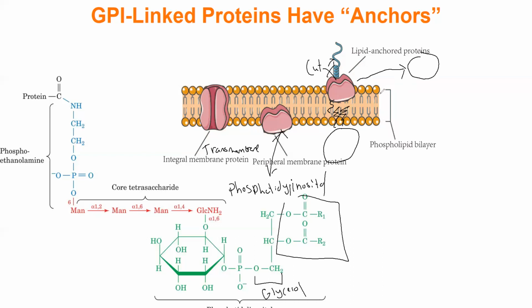So that is possible. And we do see that. That can be used for signaling. Can also be used to do different processes inside the cell. But these are your three main classes of proteins that associate with the lipid bilayer.